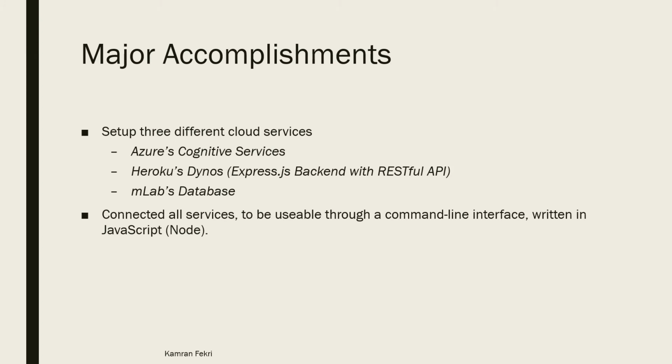So our major accomplishment is that we took three different cloud services, Cognitive Services, Heroku Dynos, and MLab's database, and we combined them together so that a command line interface could use them. For security, Cognitive Services and our database are connected through our backend, and the CLI only talks to our Express.js backend through a RESTful API. We did this to follow the general practice of not exposing your database and your private keys on a client's computer, because the CLI will be on their computer.